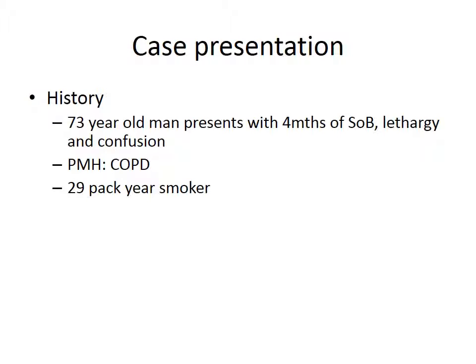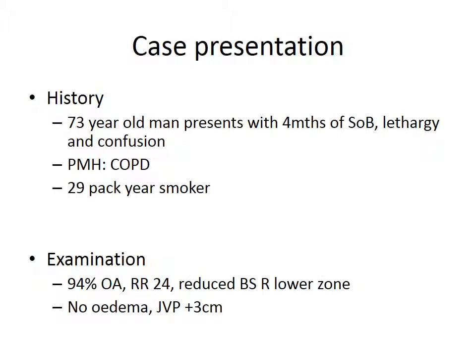A 73-year-old gentleman presents with a 4-month history of shortness of breath, lethargy and confusion. He has a past medical history of chronic obstructive pulmonary disease and is a heavy smoker. On examination, his oxygen saturations were 94% on air. He had a tachypnea with a respiratory rate of 24 and reduced breath sounds in the right lower zone of his lungs. He didn't have any peripheral edema and his jugular venous pulse was 3 centimeters.